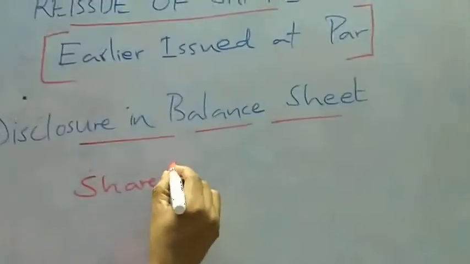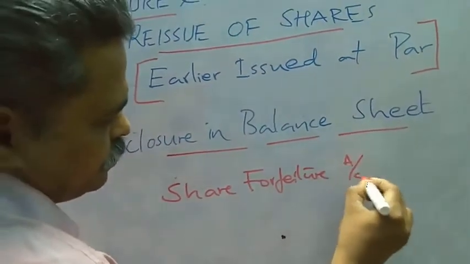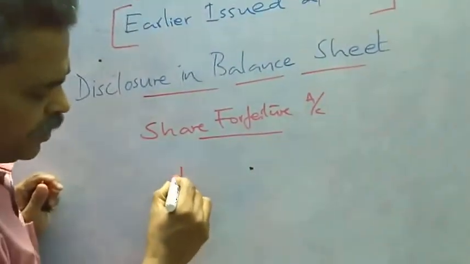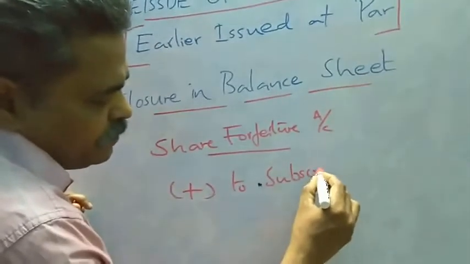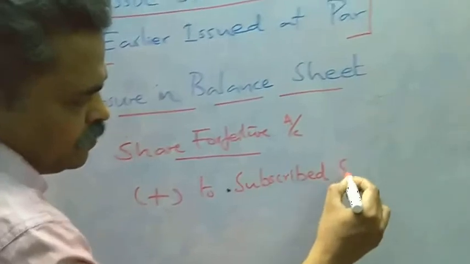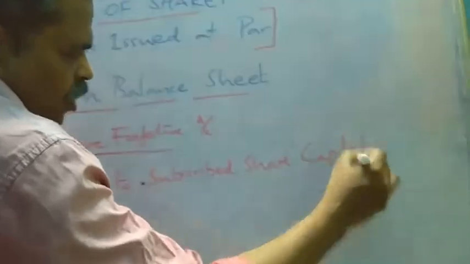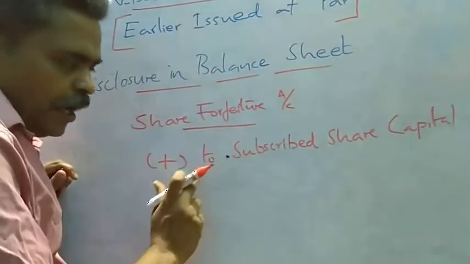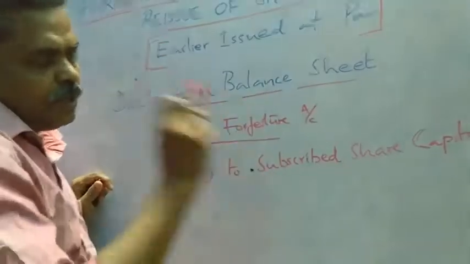Share forfeiture account. The balance remaining in this account will be added to subscribed share capital. To repeat again, the balance remaining in the share forfeiture account will be added to the subscribed share capital account in the balance sheet. Then what about the capital reserve?